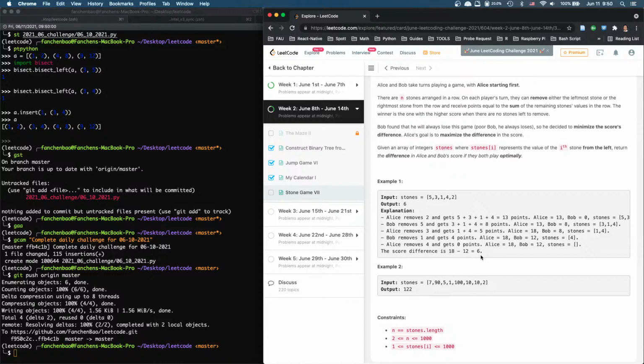So it's 15 versus 11. Right? It's 15 versus 11. So that's, so Bob is playing optimally. But does that mean Alice is not playing optimally? What does it mean by optimal?